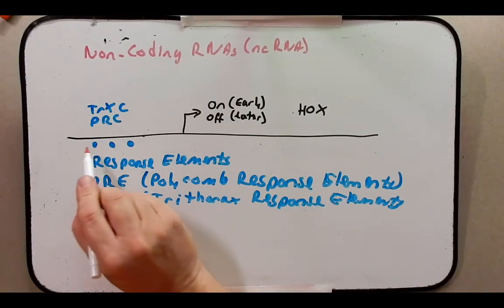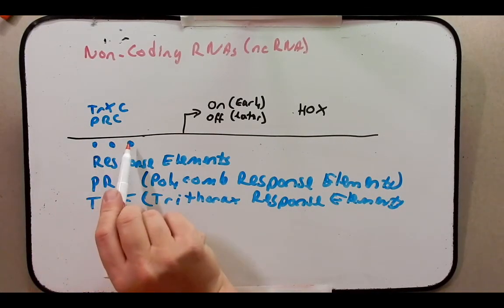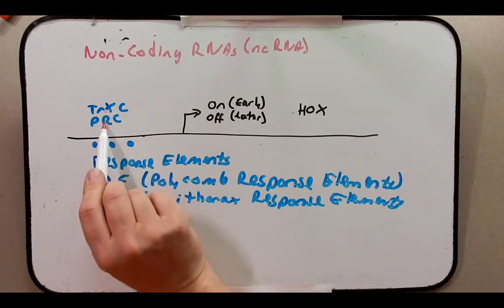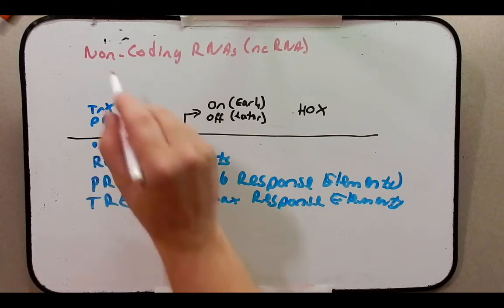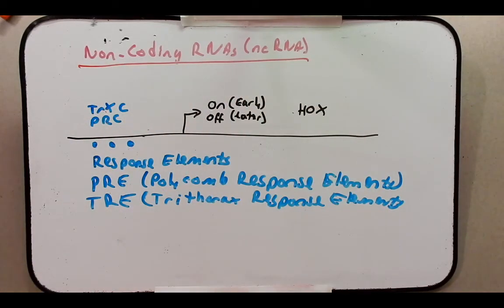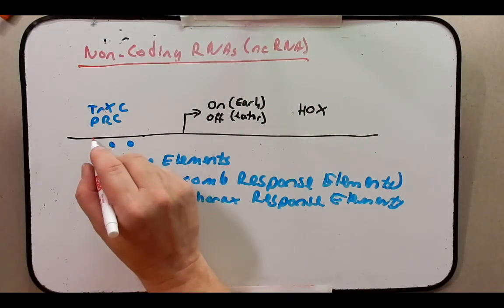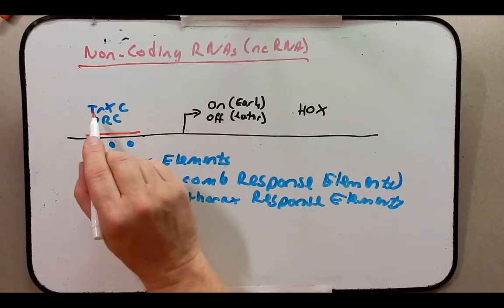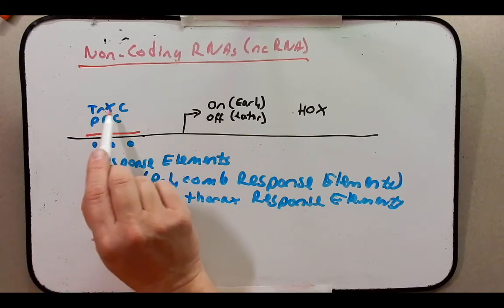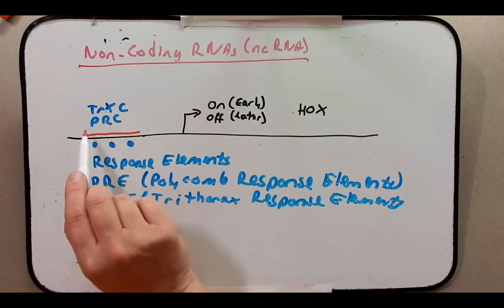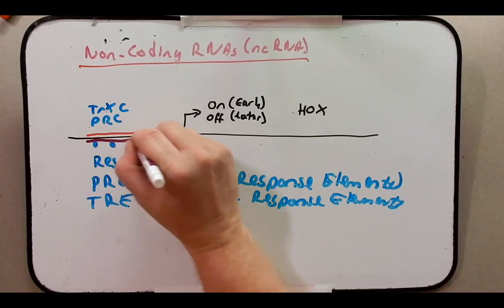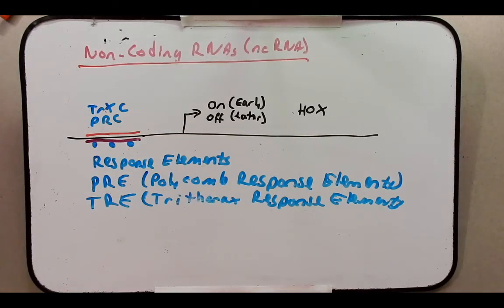So how does this change? We're not going to change the sequence, but rather we're going to change the ability of one of these to bind. And that's when our non-coding RNAs come in. It is hypothesized that there will be RNA that binds here that will attract either TRXC, the trithorax complexes, or a different RNA that could bind that might attract the Polycomb repressive complexes.